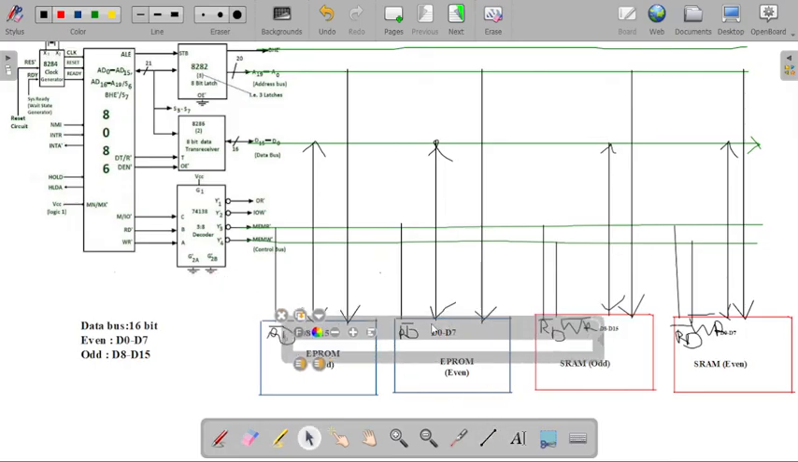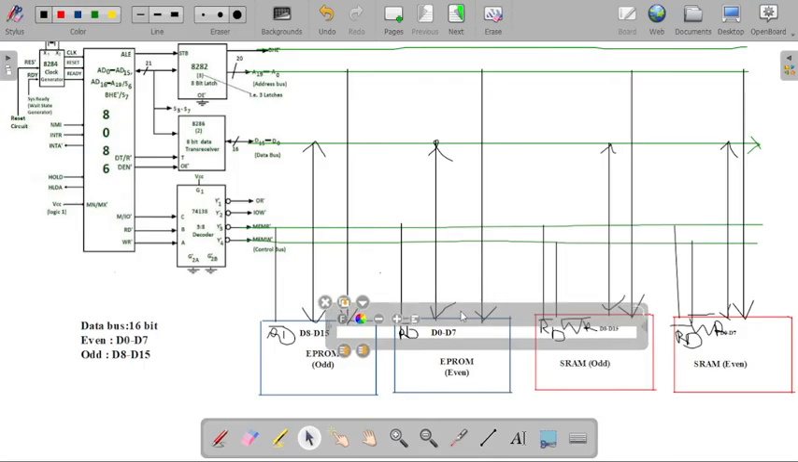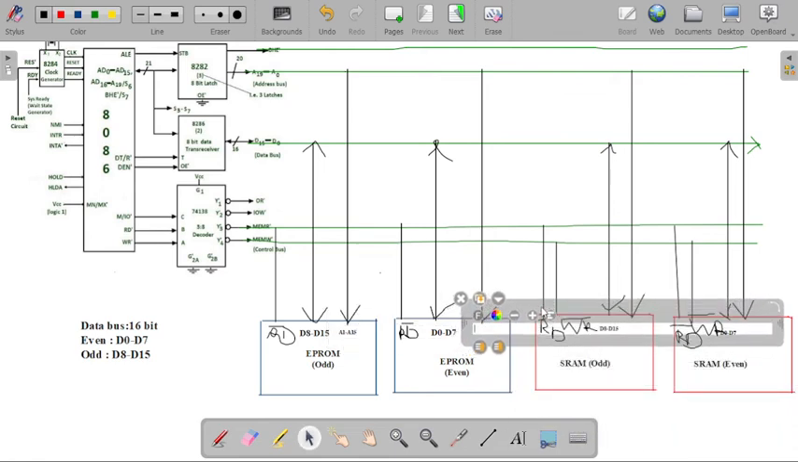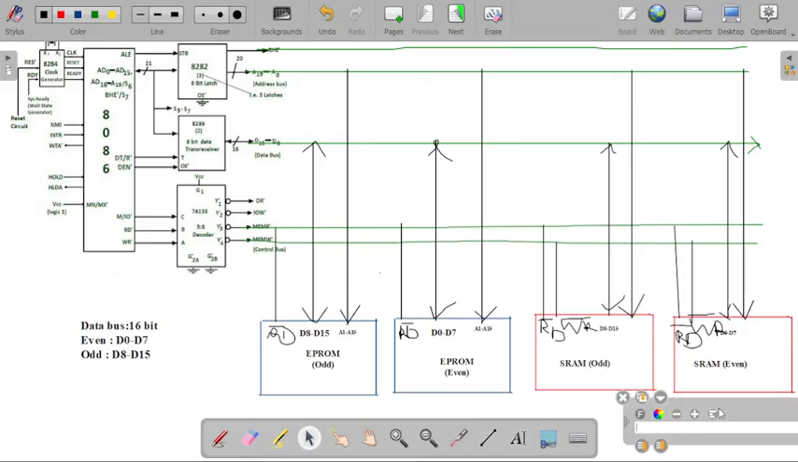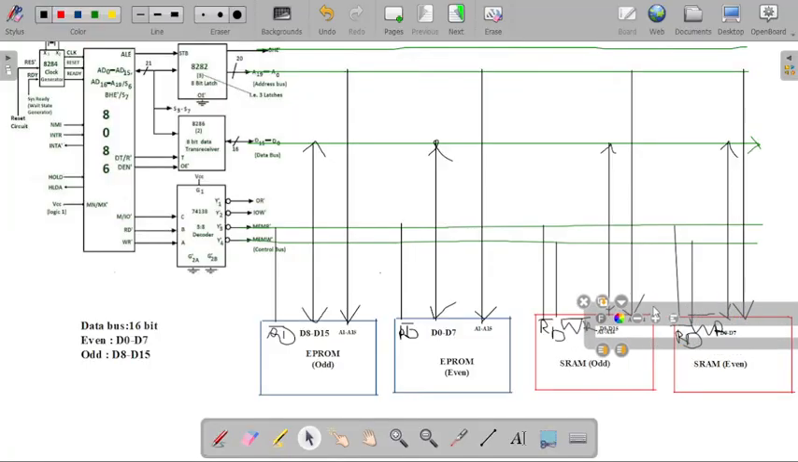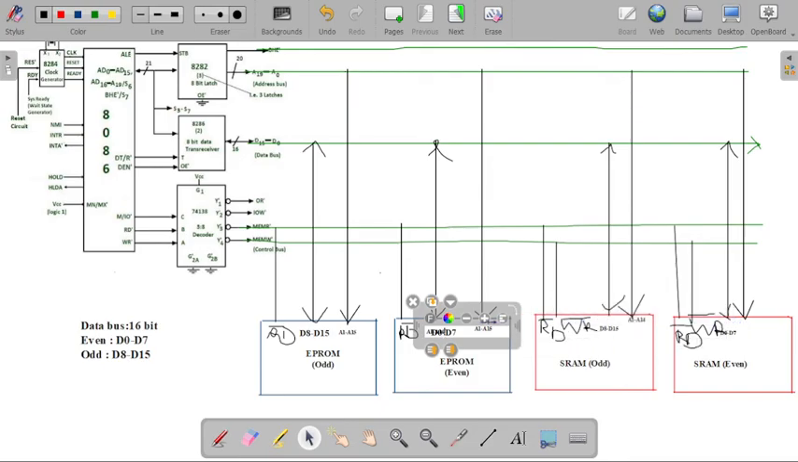In case of EPROM, we got 15 address lines, so I'm writing here A1 to A15. Here also I'm writing A1 to A15. And for the SRAM, we got a total of 14 address lines, so I'm writing here A1 to A14. Here also I can write A1 to A14. These connections are given for our odd memory bank as well as our even memory bank.